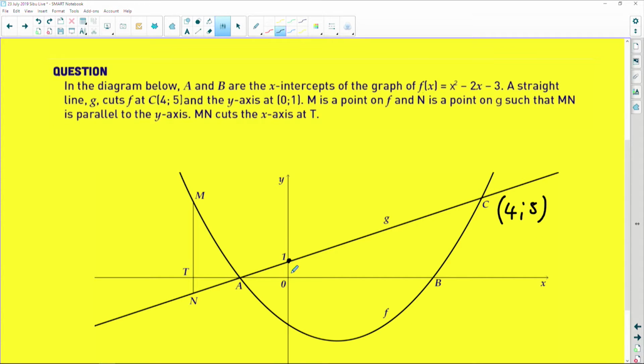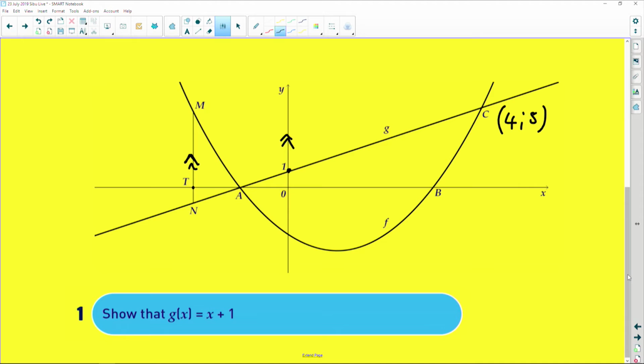M is a point on f and N is a point on g such that MN is parallel to the y-axis. We can clearly see that. MN cuts the x-axis at point T. So what's the story here? Show that g of x is equal to x plus 1.